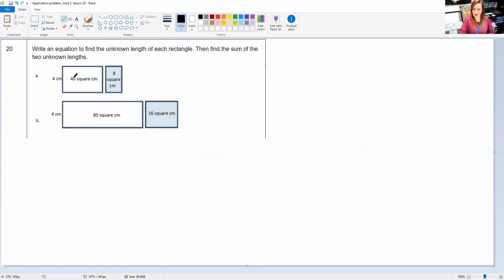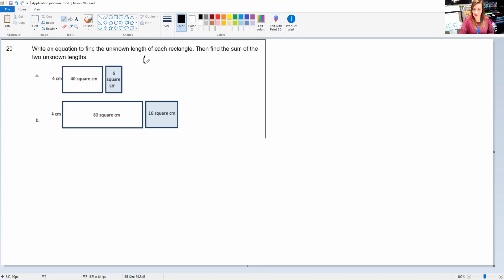The first one, we see the first rectangle says 40 square centimeters. And they've given us one side. Well, if it's squared, I know that they're talking about the area. So I know whatever this is times this is going to give me this number. So there's one way you could think about it. You could say 4 times what gives you 40. Or you could do this.